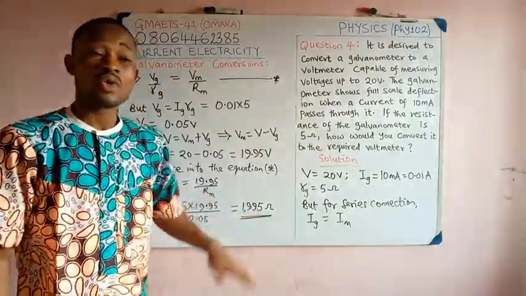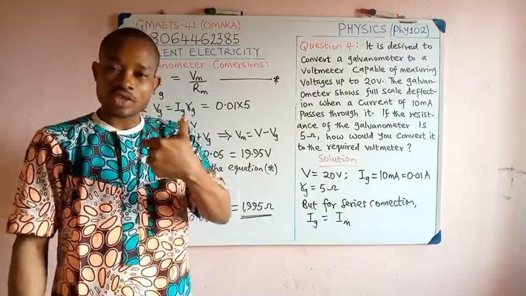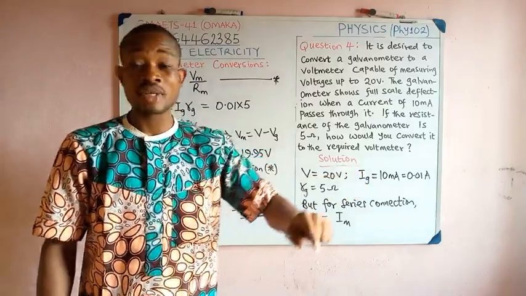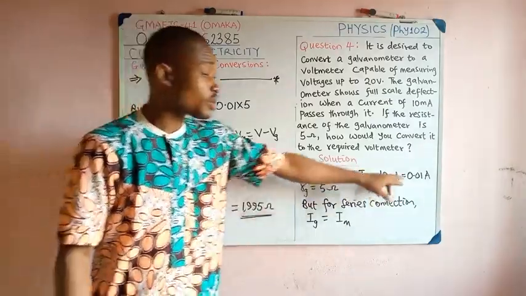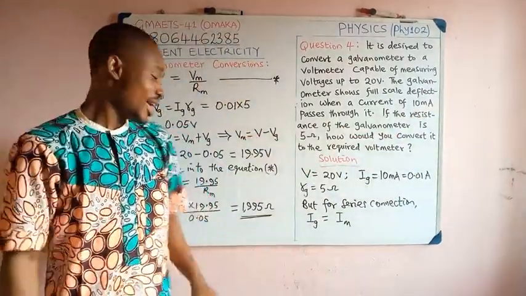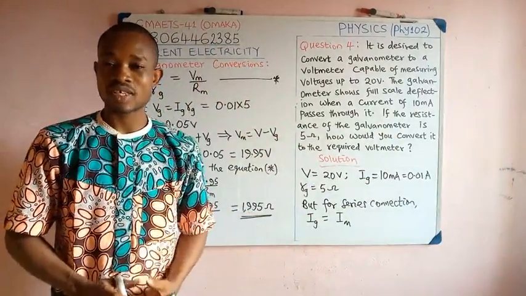This material will block excess current and allow only a small value of it to pass through. And you know that because the multiplier is connected in series to the galvanometer, that same current, which is equal to 0.01, would now reach the galvanometer. Anything else, the conversion will not be successful.